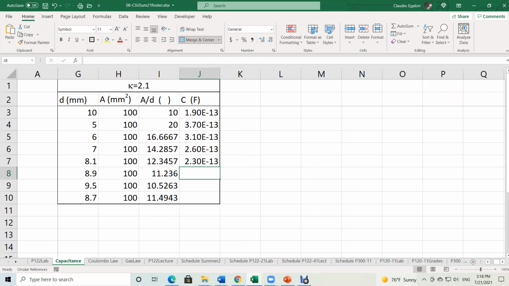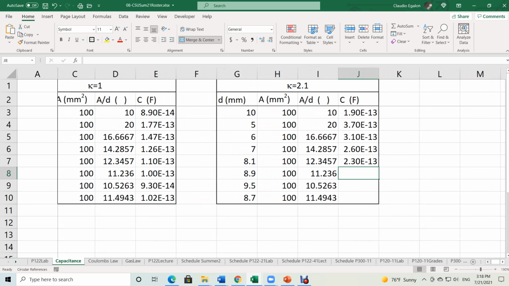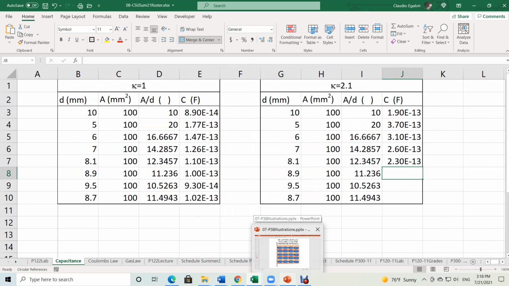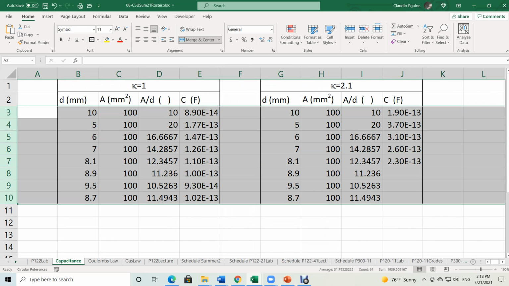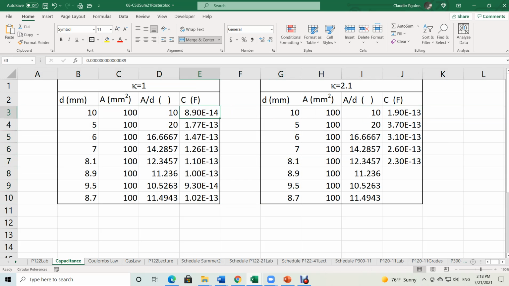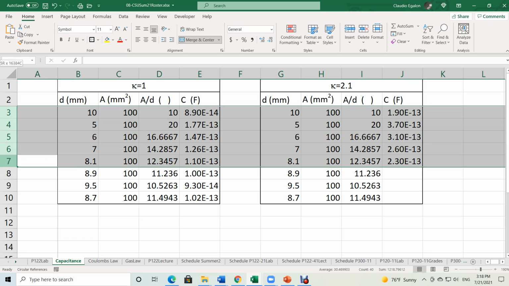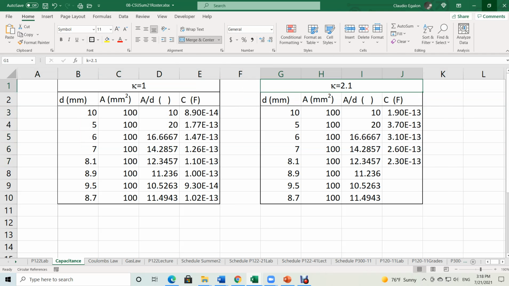Let's compare the capacitance before and after. Wait a minute, the capacitance increased. Yeah, the capacitance increased. This capacitance here is higher than this capacitance, okay? 10 to minus 13 is higher than 10 to minus 14. Just by inserting the dielectric there, the capacitance increases. It's the same distance, the same area, the same ratio. But the capacitance changes because we have a different dielectric material there.